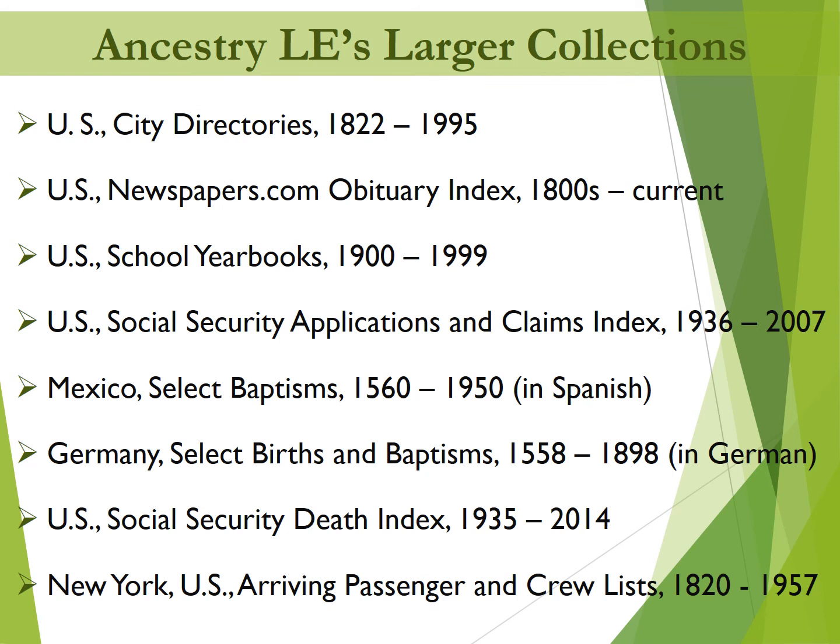This slide outlines some of the larger collections found on Ancestry Library Edition. For example, this database currently includes nearly 1.4 billion searchable U.S. city directories ranging from 1822 through 1995 and well over 700 million school yearbooks. You might like to pause this video here for a moment to read over this list more carefully. Note that some of Ancestry Library Edition's international records are written in the language of that country, such as the birth and baptism records shown here for Mexico and Germany.